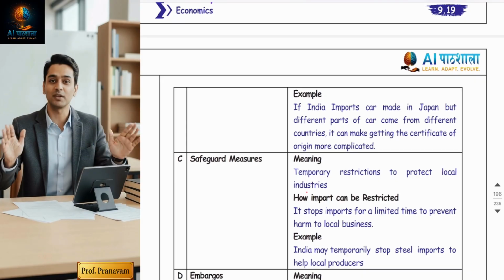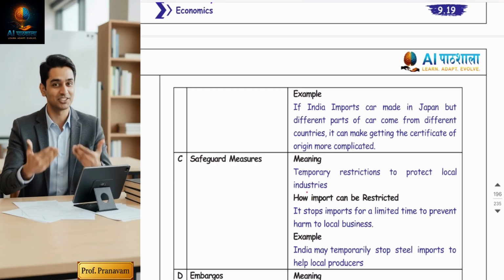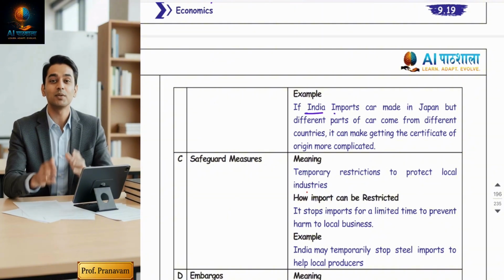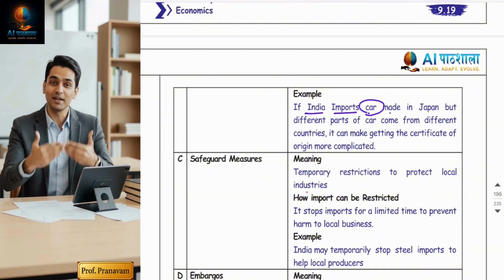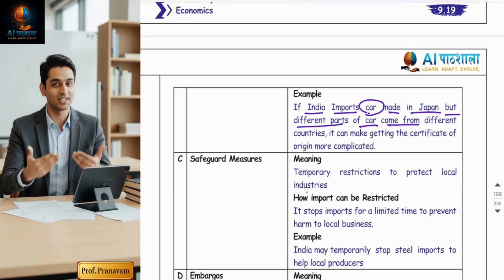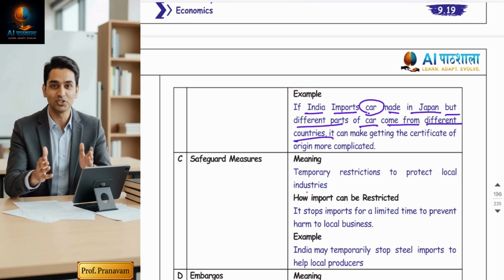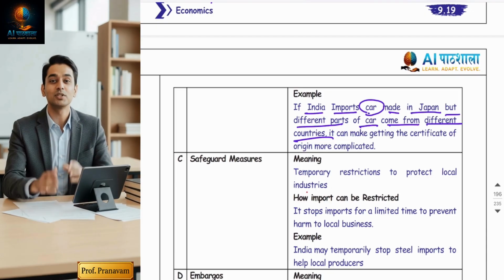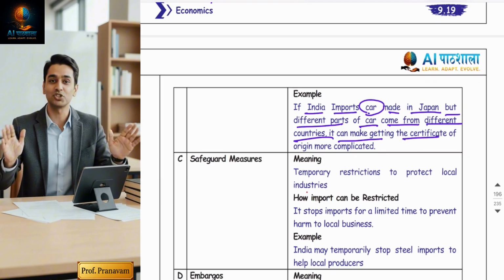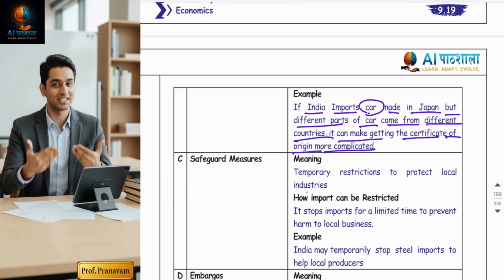For you, the best example is a car. A car is assembled using parts from multiple countries, guys. For example, India is importing a car made in Japan, but different parts of the car come from different countries, because to make one car, thousands of components are required. So getting the certificate of origin may become more complicated.